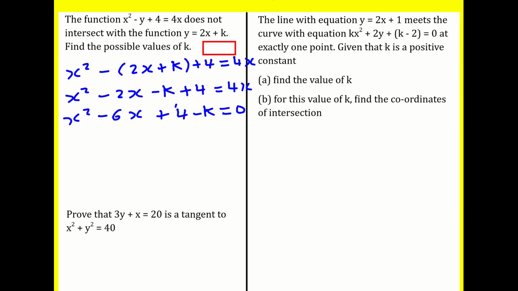equals 0. Now this is my constant, so I'm just going to put it in a little bracket because I need to see clearly that I've got my a. This is a, b here, and all of this is c. So I know for it to not intersect, we're going to get b squared minus 4ac is less than 0.